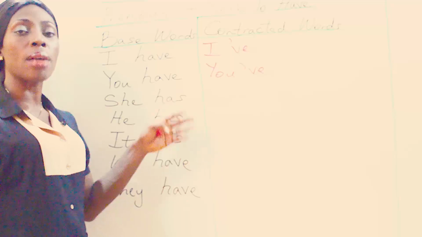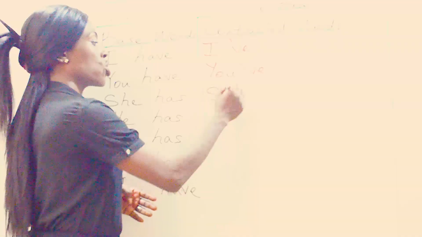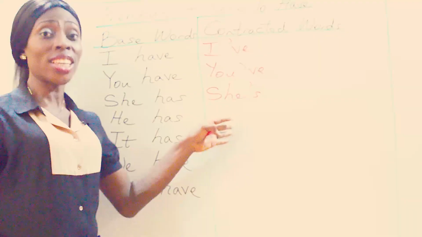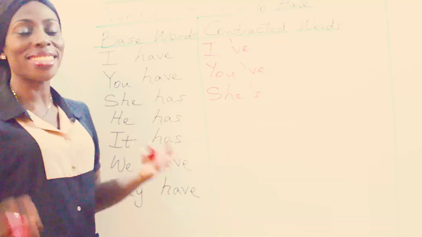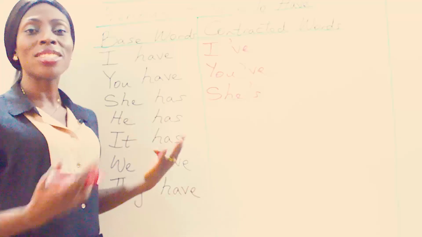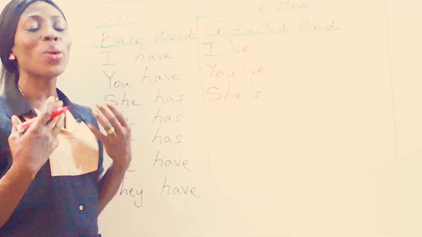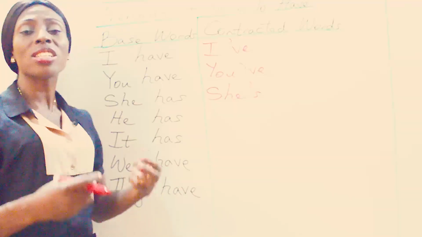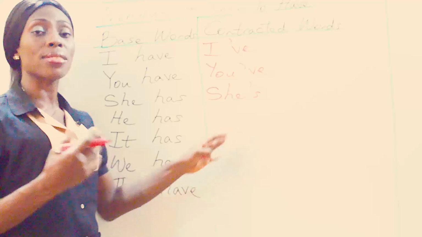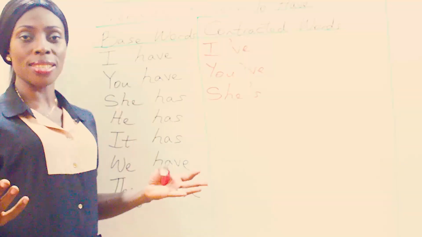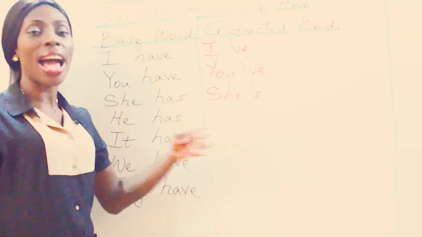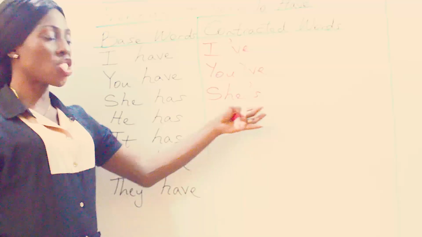Now she has becomes she's. She's can also mean she is. So when you see she's, it can mean she is or she has. When you say it, the context in which it is used will make the listener know if the contracted form is for she has or she is. So she has and she is have the same contracted form, she's.